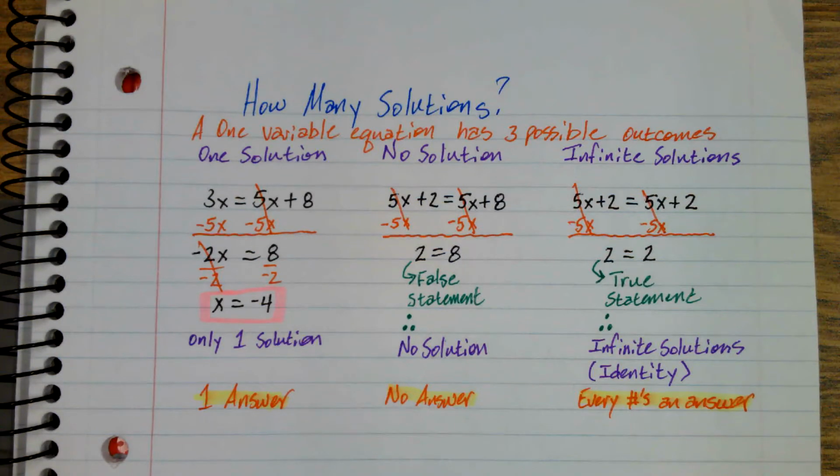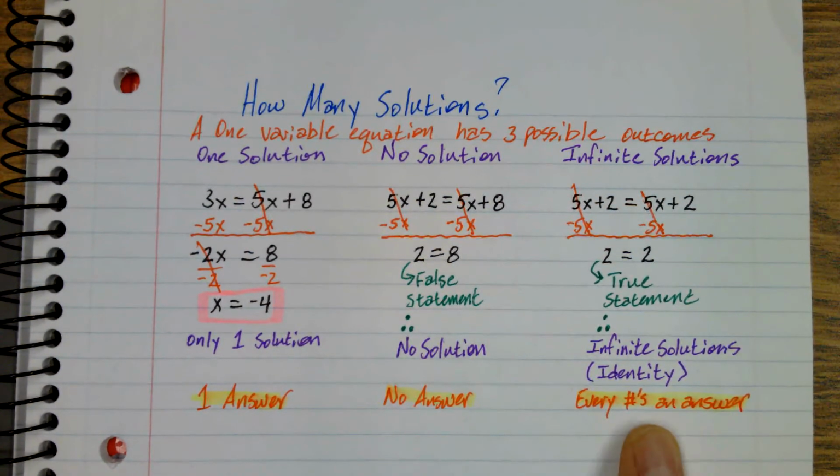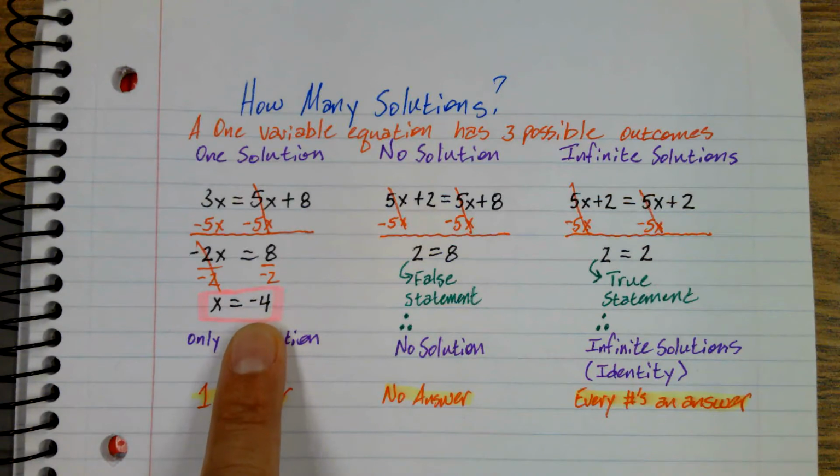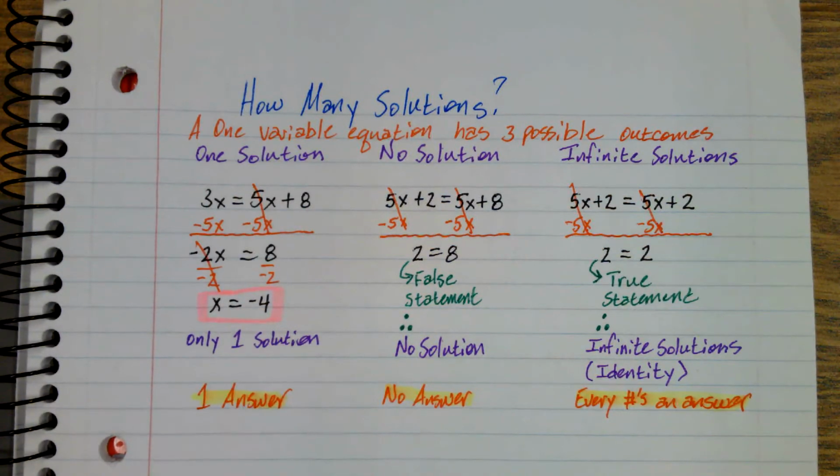So my answer is 2 or what? Oh, here is the answer 2. No, here every number is an answer. That's a very good question. I'm glad. Okay, so here we only got one answer, guys. -4. Just the one answer. That's what we've been getting before this. Just one solution, whatever x equals.